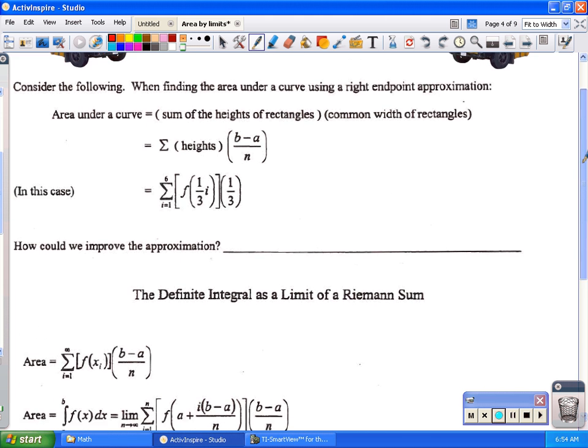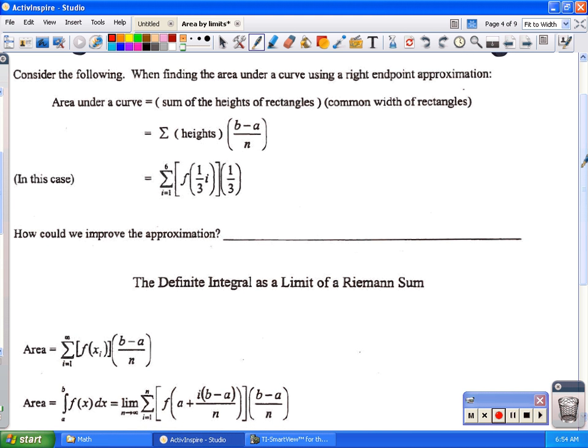All right, so consider the following. When finding the area under a curve using a right endpoint approximation, let's start with some words. We already know that the area under the curve is the sum of the heights multiplied by the common width. In other words, this is your good old-fashioned base times height, where the common width is our base. That's the formula for the area of a rectangle. But in this case, we're going to take the common width and multiply by the sum of all the rectangles that we have.